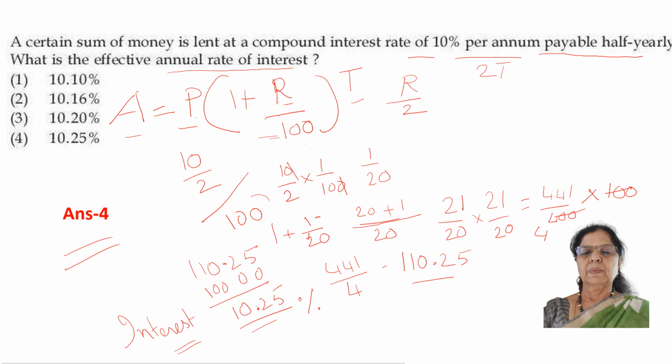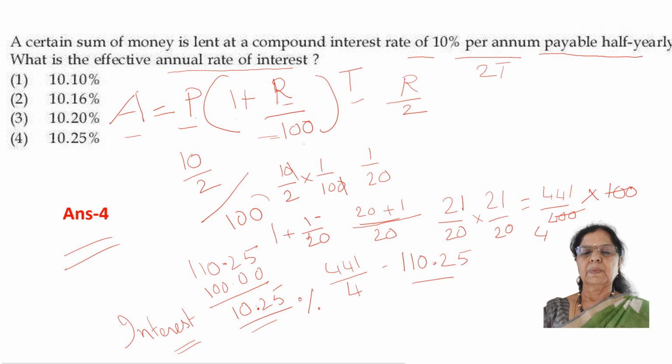And here we are taking the rate of interest as 10%, but we are dividing it by 2 because it is payable twice a year, half yearly. That means half of it you will get at the end of 6 months and half of it at the end of 12 months. So 10 by 2 divided by 100.